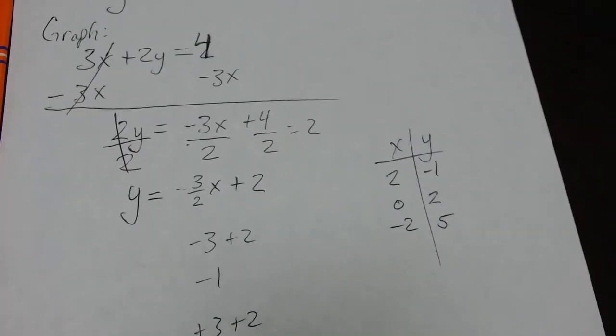So I'll pull out my coordinate plane. And then I'll graph these 3 points. So I can get my line. Oh, that's the wrong marker. Where's my good marker? I'll use this one. Okay.